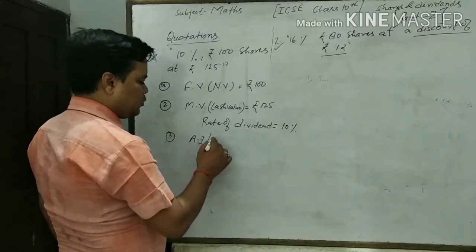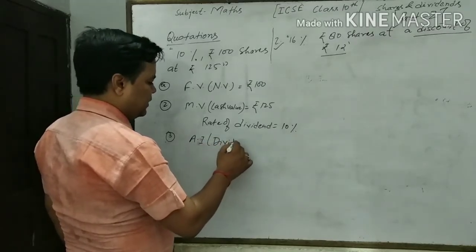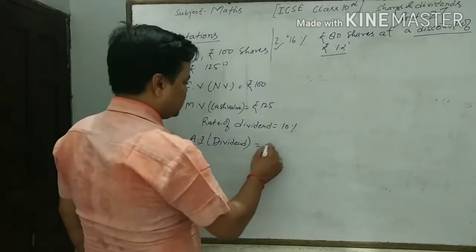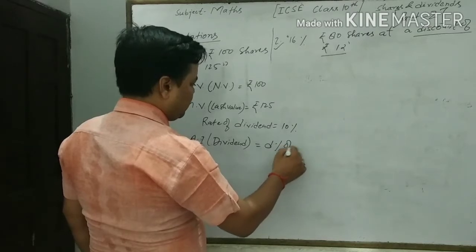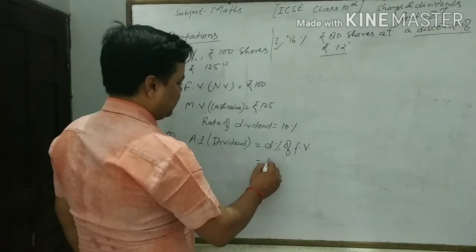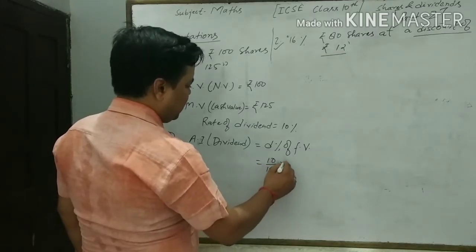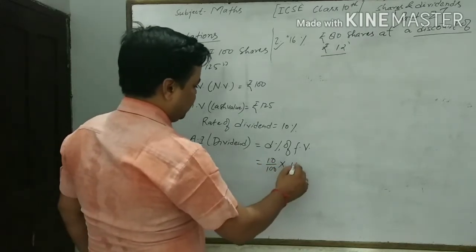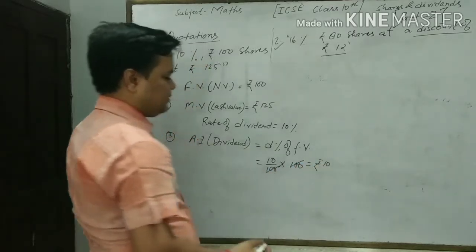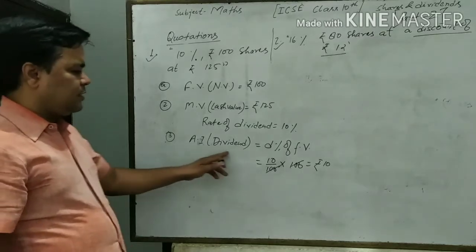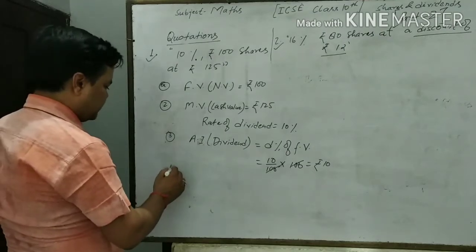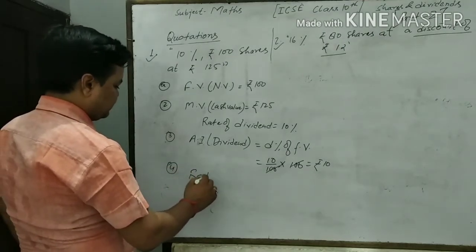Annual income is also known as amount of dividend, the dividend. This is always dividend percent of face value. So 10% means 10 by 100 into face value, that is 100. Its value will be rupees 10. It means the annual income is 10 rupees.